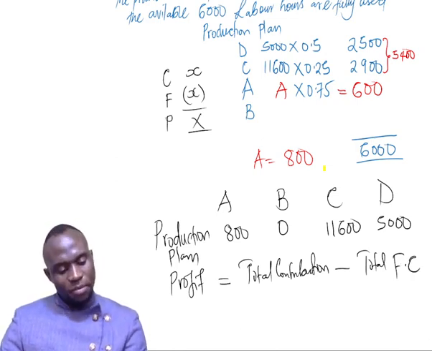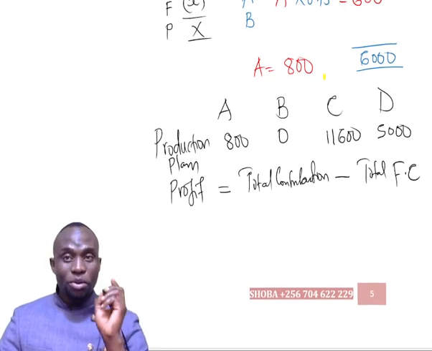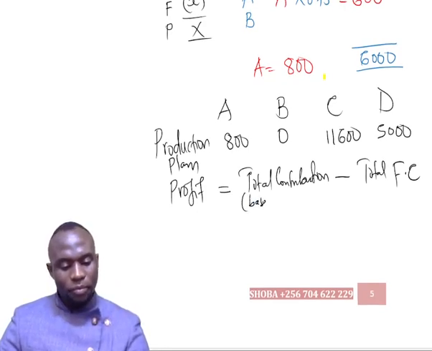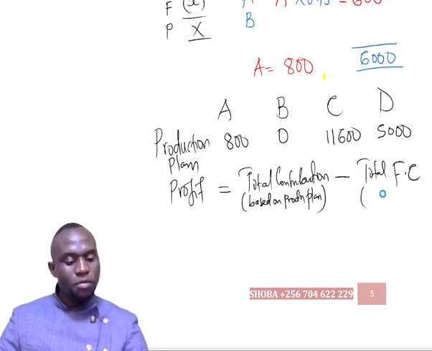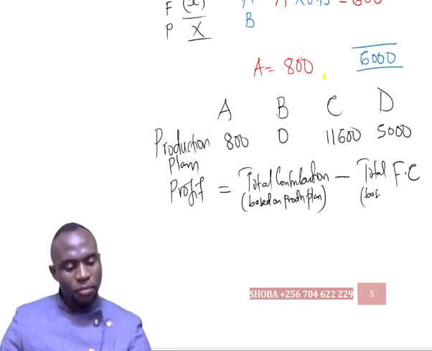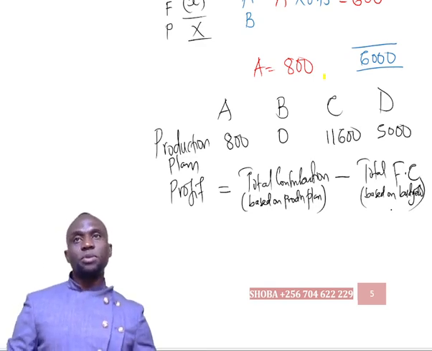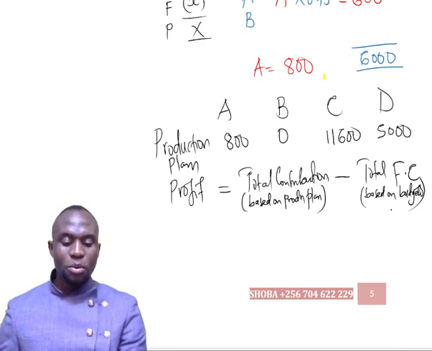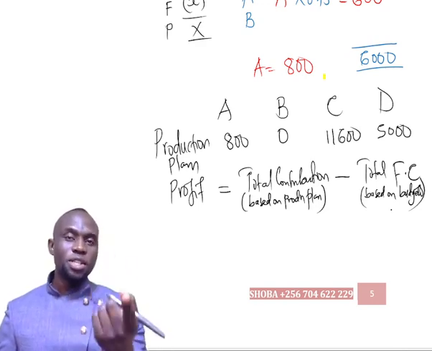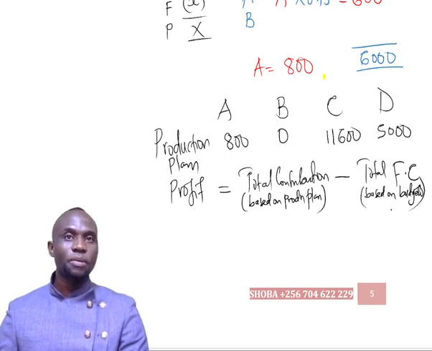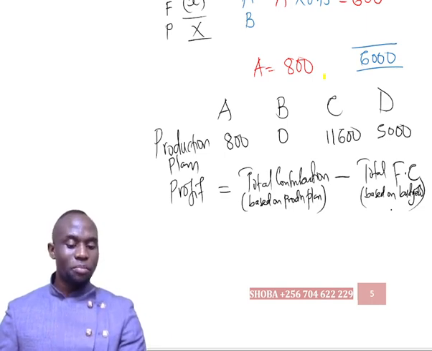Now the catch is here. How do we get total contribution? Total contribution is based on the production plan, but total fixed cost is based on the budgeted plan. So why is contribution based on production? It is because we've only produced 800 and we can only sell 800. We've not produced any unit of B, so we are not going to get any contribution from B.